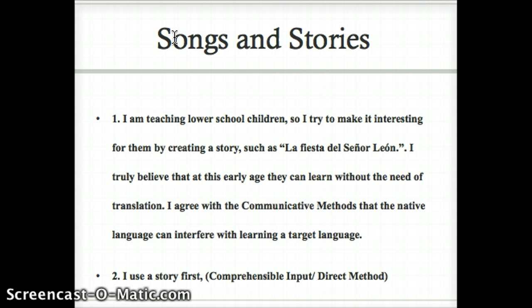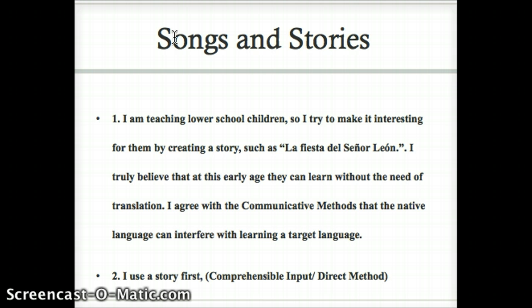Since I teach lower school kids, I try to make it very interesting and I use their fantasy and their creativity. So I like to create stories like the one that I created, La Fiesta del Señor León. And I believe that at this age, they can learn without needing translation. And I agree that it should use some comprehension and some communication.